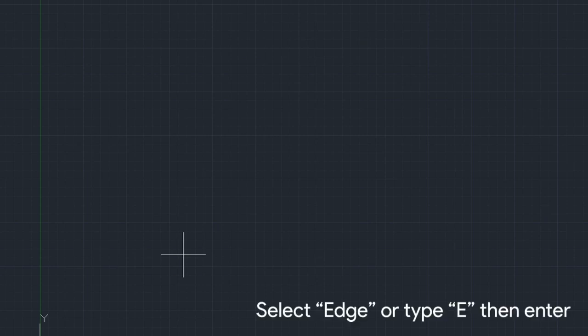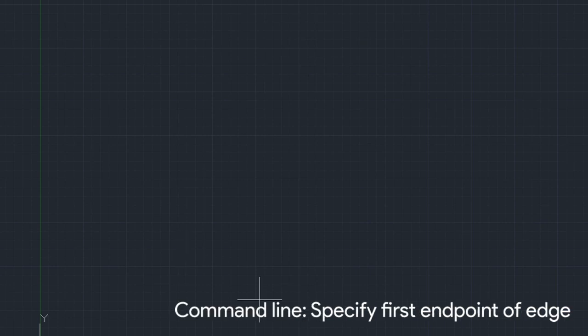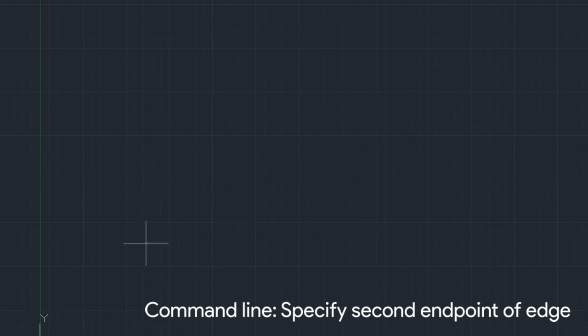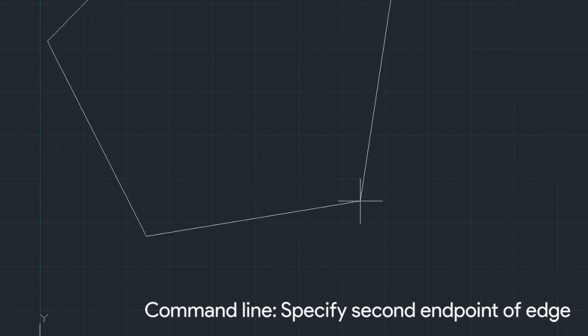look at your command bar. It says, specify center of polygon or edge. So choose edge. So now, you're asked what is the length of the edge of the polygon. So, first endpoint of the edge and second endpoint of the edge of the polygon.